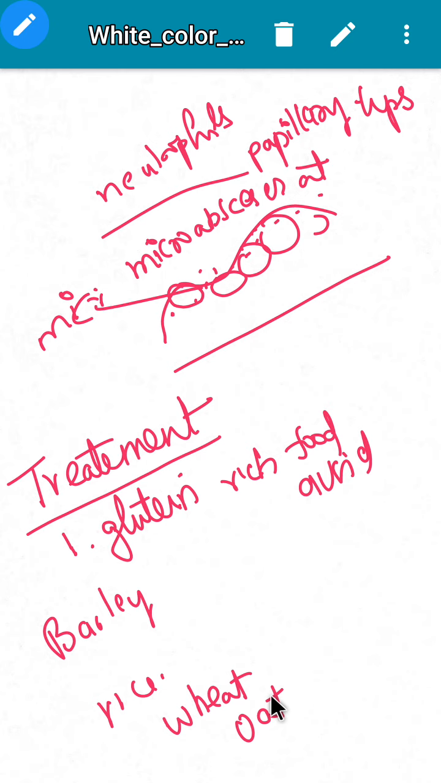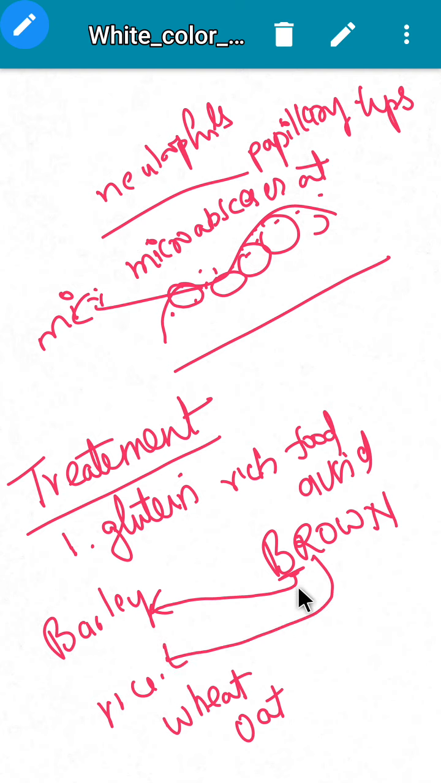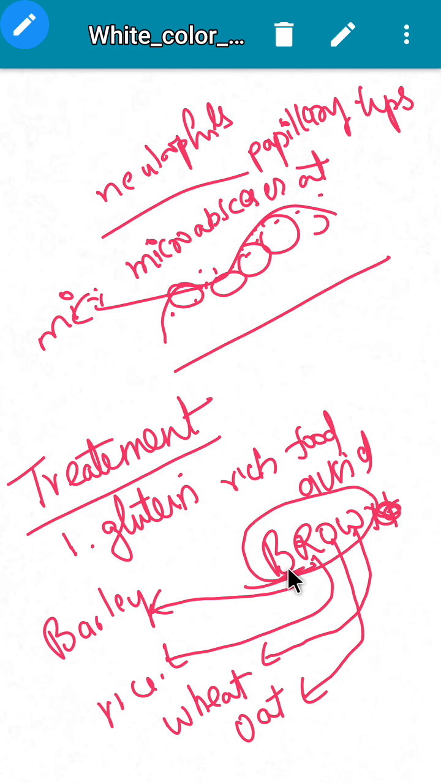The mnemonic here is BROW. B for barley, R for rice, W for wheat, and O for oat. This is the mnemonic. We can remember it as BRO. B for barley, R for rice, O for oat, and W for wheat. These also have been asked in entrance exams.